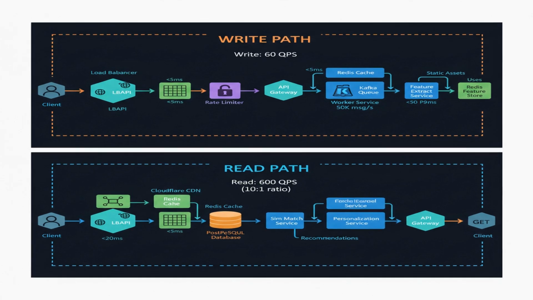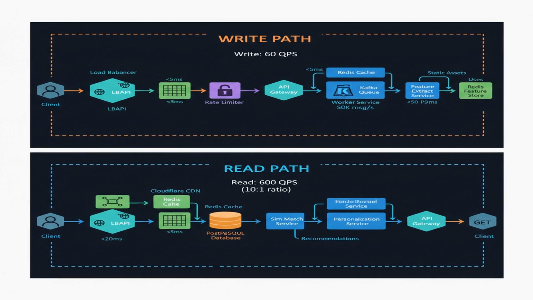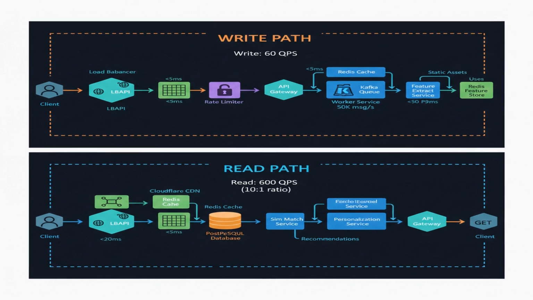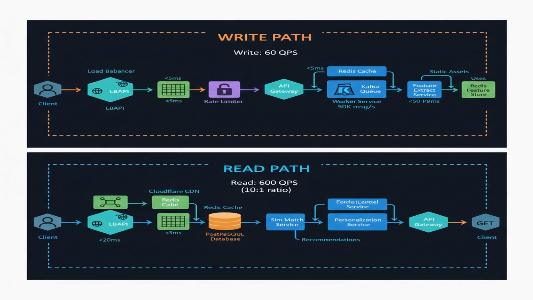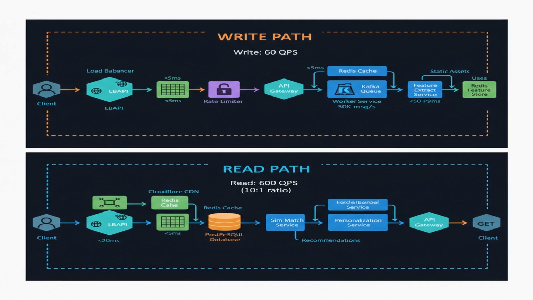Now let's sketch out the high-level architecture. We'll separate the write and read paths for optimization. The write path handles image uploads and feature extraction. The read path handles search queries. Here's where most engineers make a critical mistake. They don't properly isolate these paths. Remember those 400 million users we mentioned? To handle that volume, we need a robust architecture.